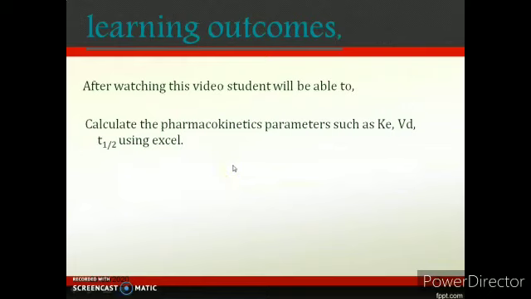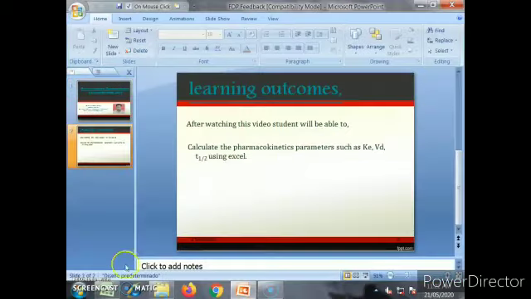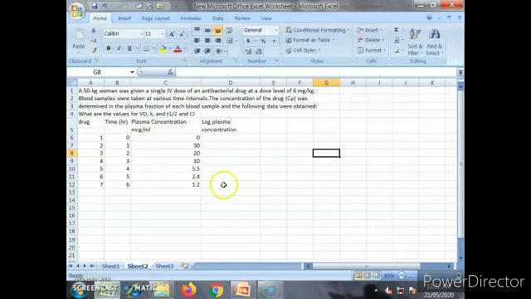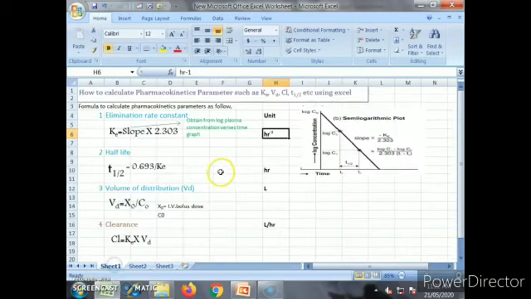So we will see the learning outcomes of this session. After watching this video, the student will be able to calculate pharmacokinetic parameters such as elimination rate constant, volume of distribution, T half by using Excel. Now we will see how to calculate the pharmacokinetic parameters using Excel, such as elimination rate constant, volume of distribution, clearance and T half.